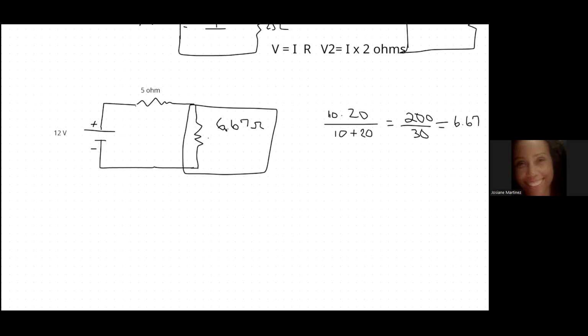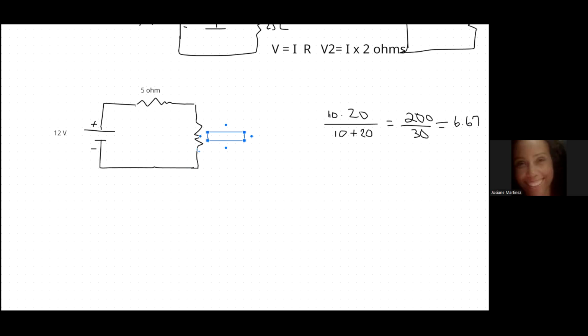Fantastic. So now if we look at this, what do we have? We have a series circuit, don't we? Okay, let me make it a nice, neat circuit here. I'm going to type this in. And how do we deal with two series resistors?